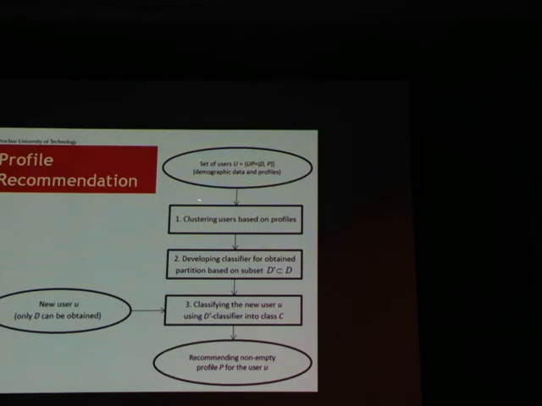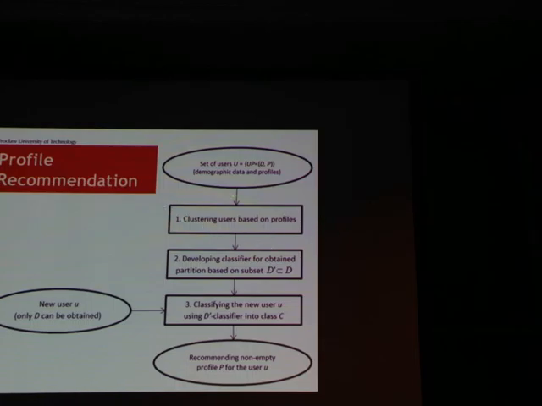So first of all, we have a set of users, and the user profiles contain demographic data, so some age, gender, and so on, and usage data transformed to the profiles. This profile is really a vector with terms, with weighted terms. If the weight is higher, then the interest in this term is higher.